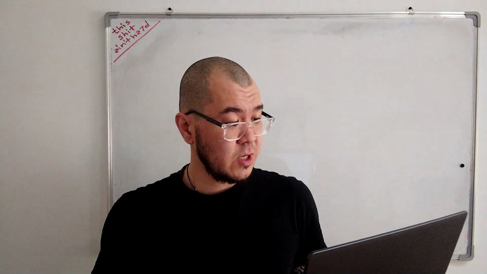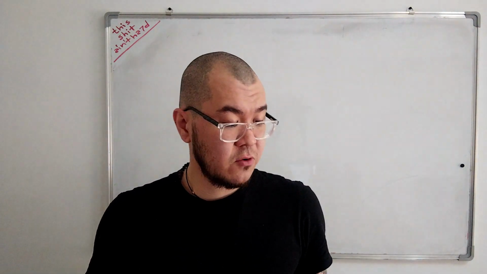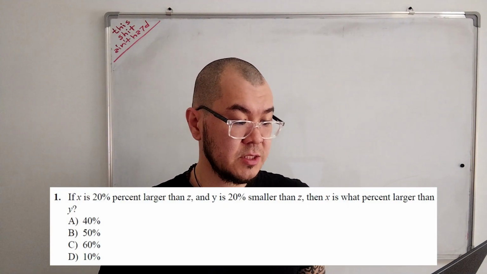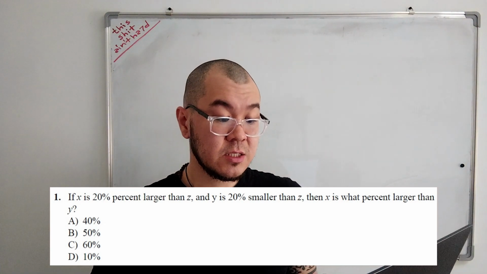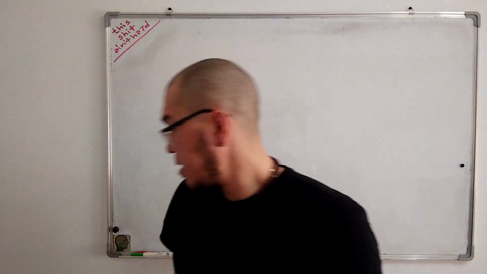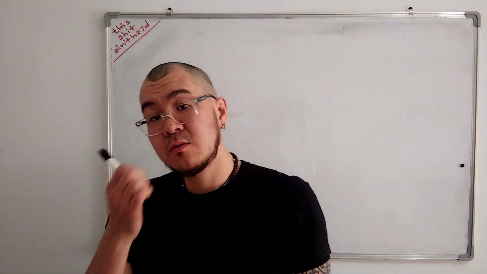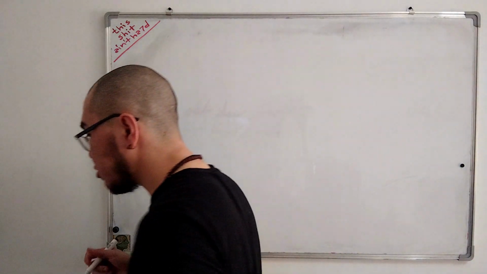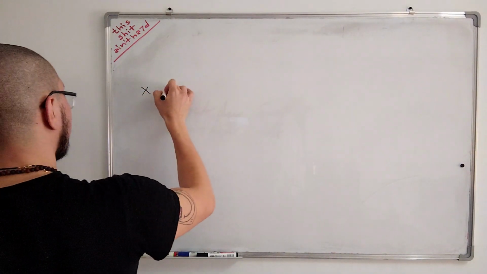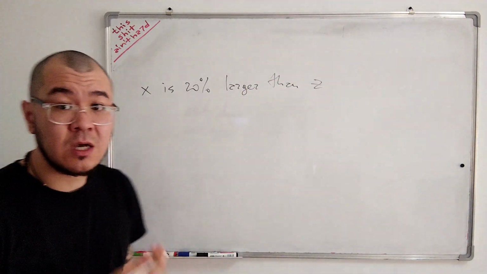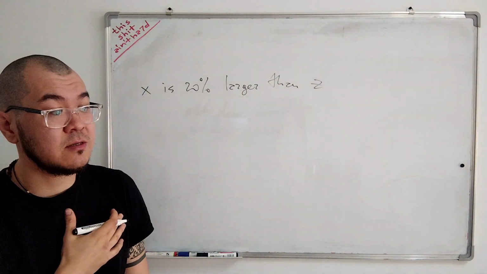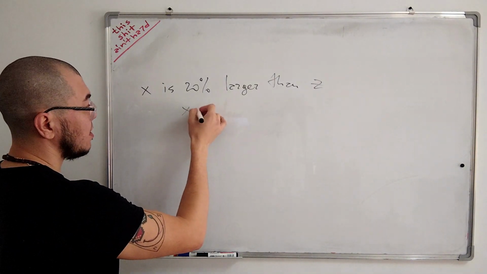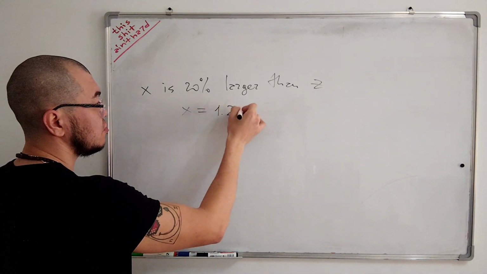Okay, guys, we have 18 problems, and the first one is: if x is 20% larger than z and y is 20% smaller than z, then x is what percent larger than y? We have to write down x and y in terms of z. Now, what do we have? We have x. How can we write it down mathematically? It's pretty simple. x equals 1.2z.